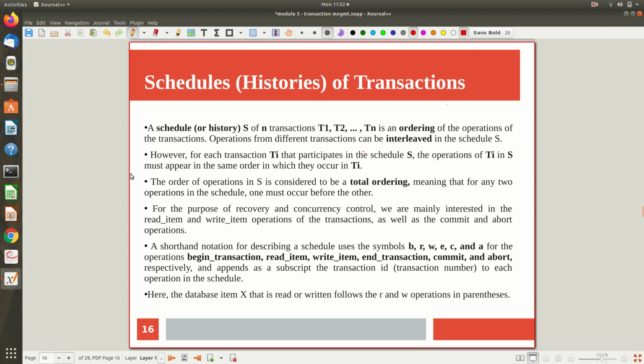So basically we have a terminology called schedule or history of transactions. That is nothing but an ordering among different transactions, how we are executing different operations. Some examples we already saw in our previous video. A schedule or a history, denoted by capital S, of n transactions T1, T2, T3, etc., Tn, is an ordering of the operations of the transactions. T1 has some set of operations, T2 has another set of operations, and so on. Now we have to order them in a particular way.